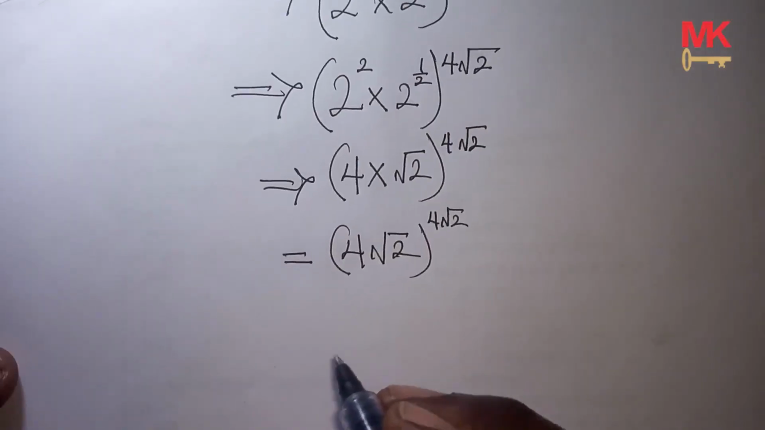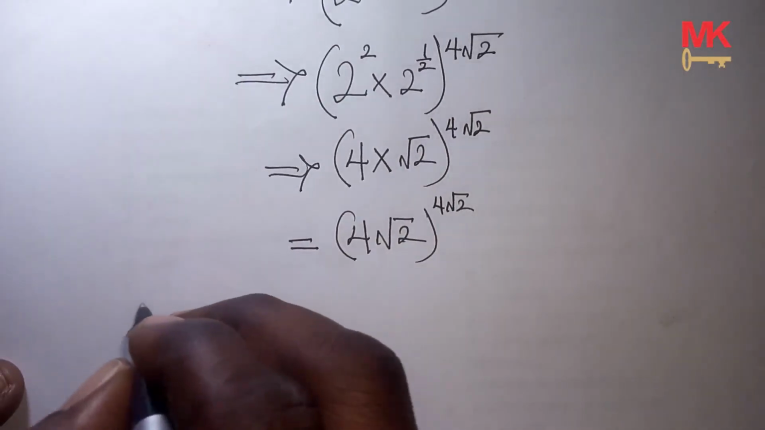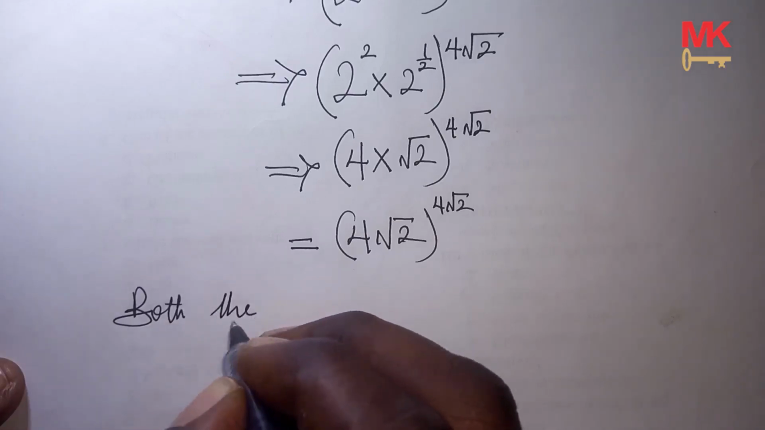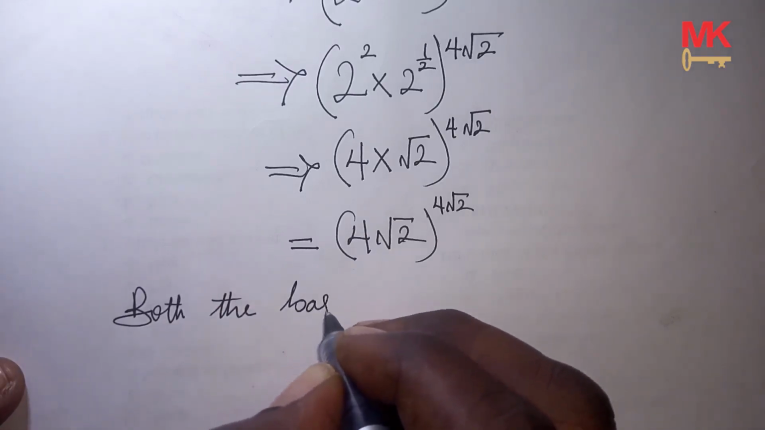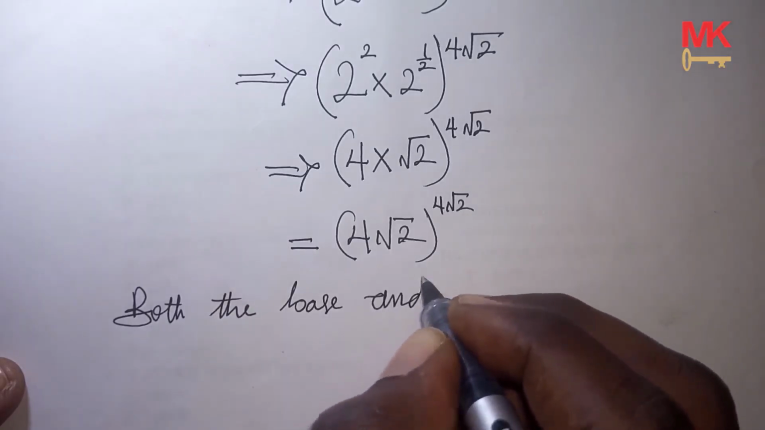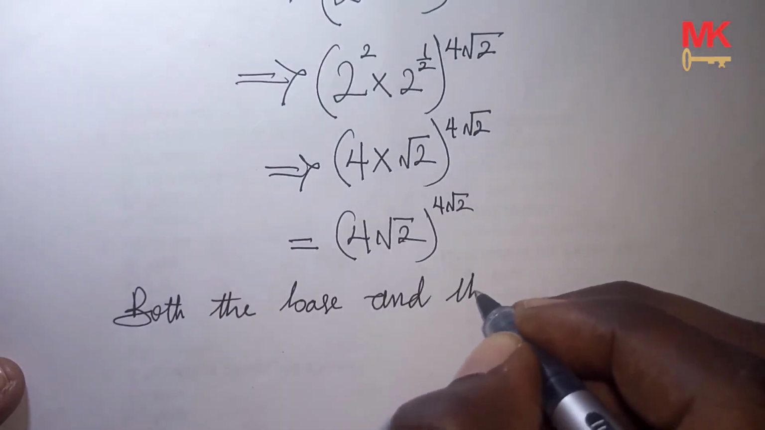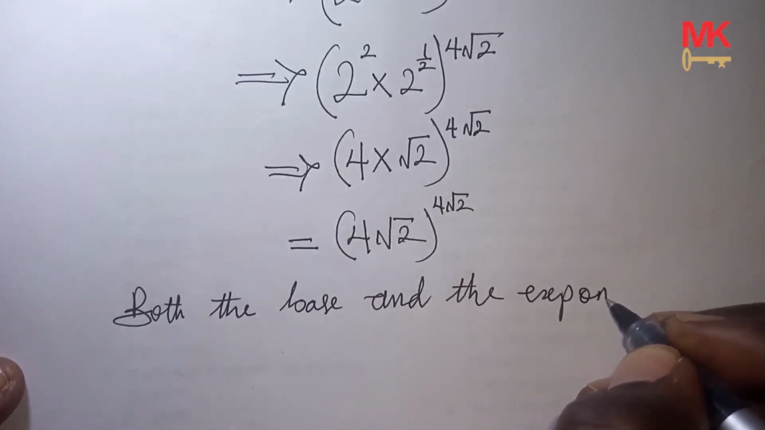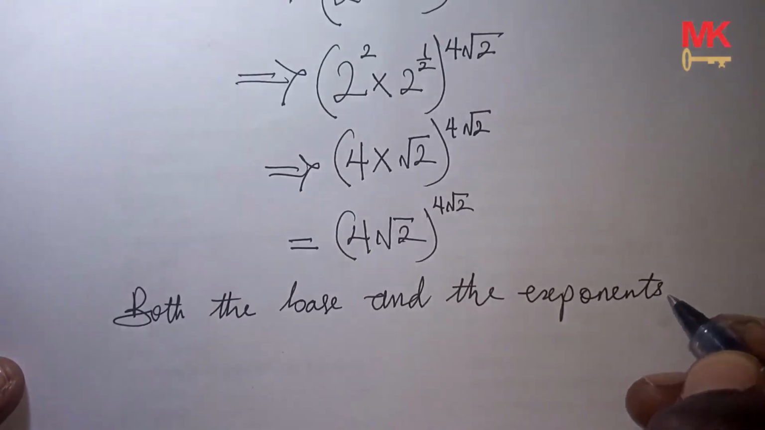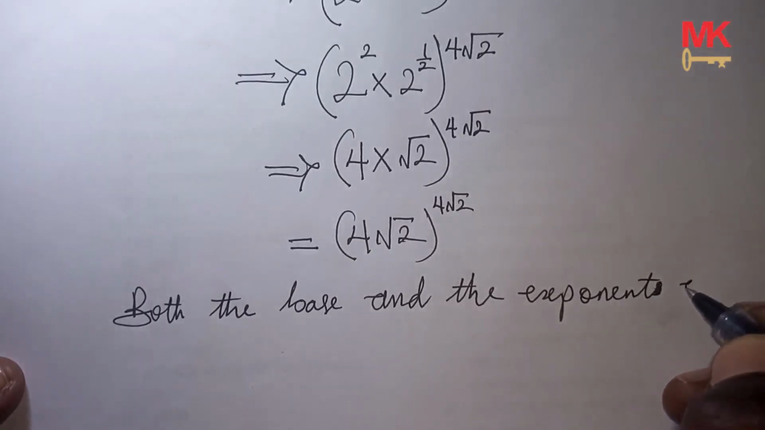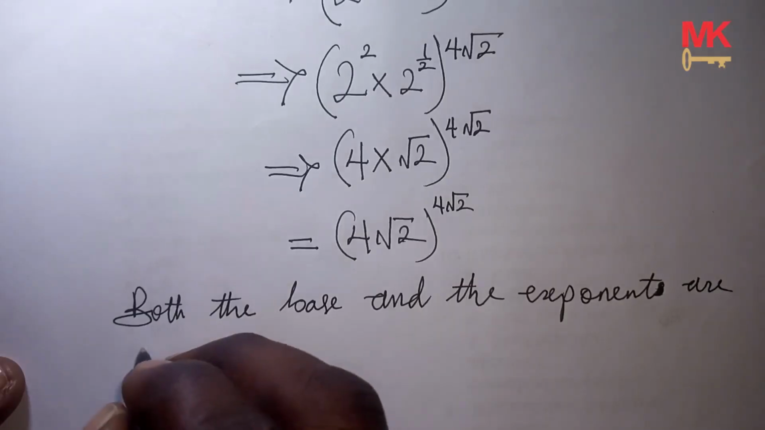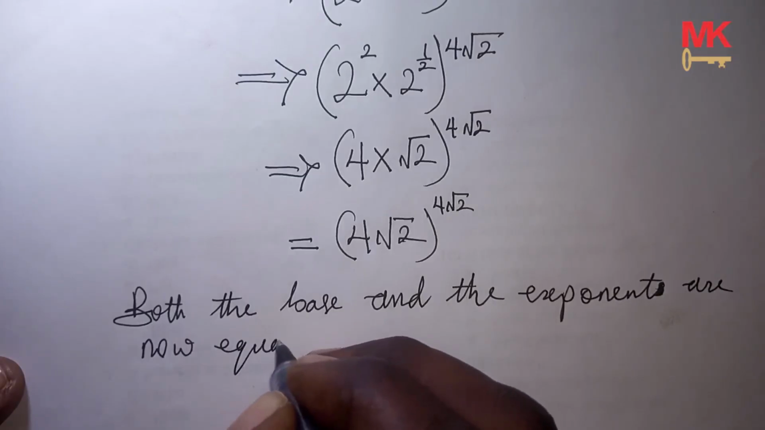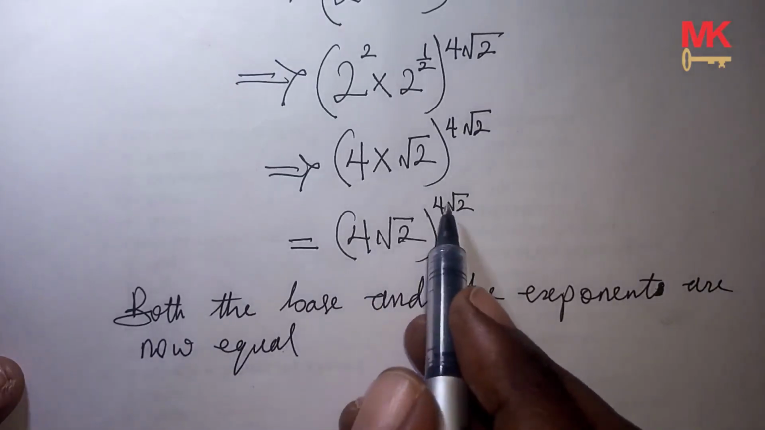So at this point, you see that both the base and the exponent are now equal.